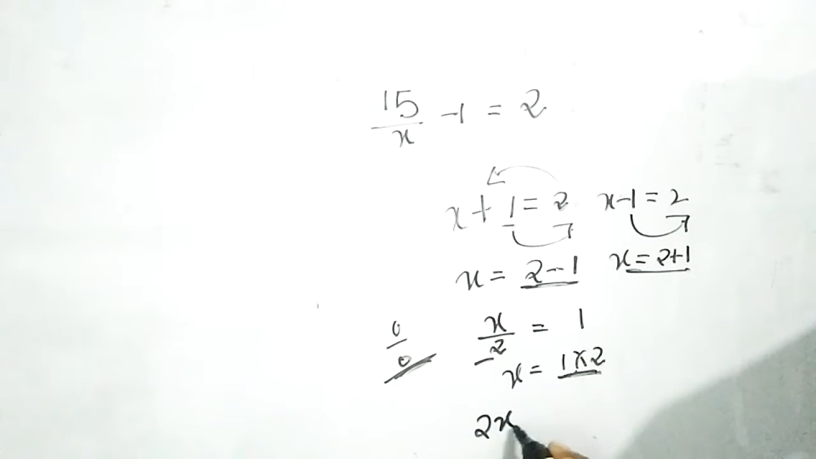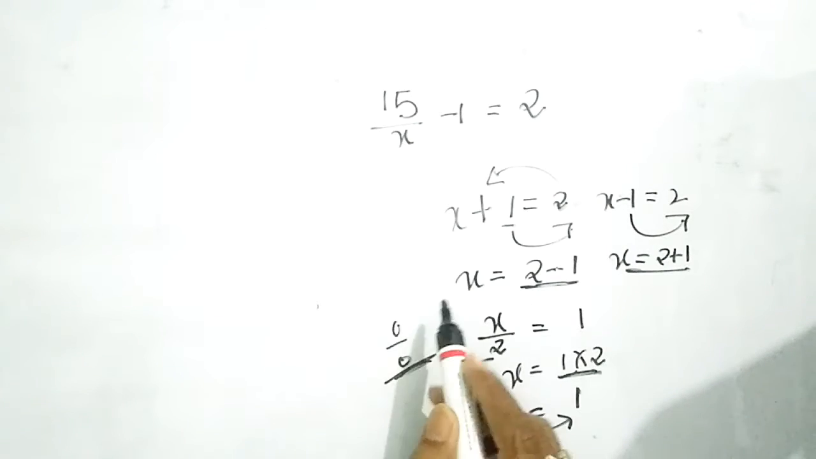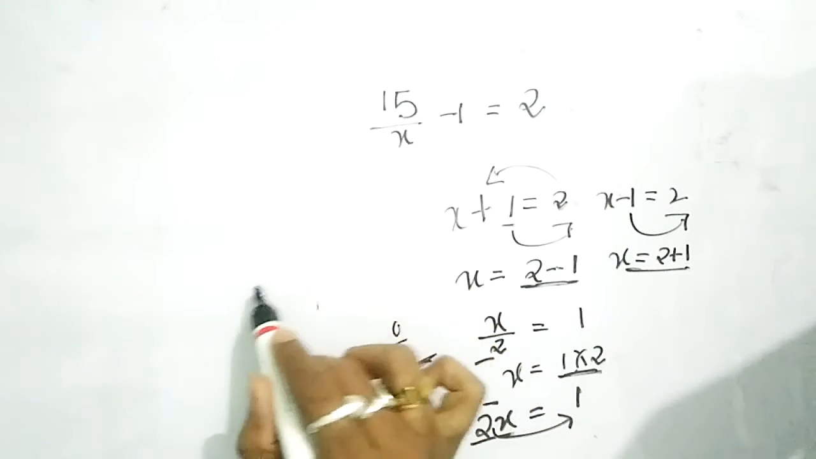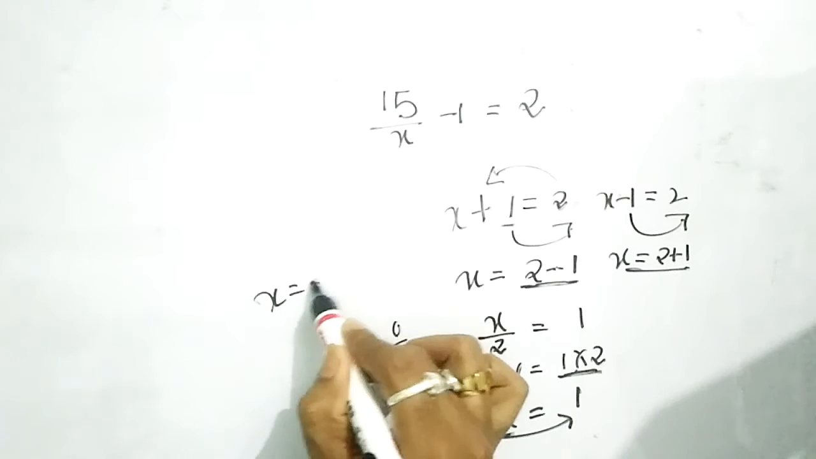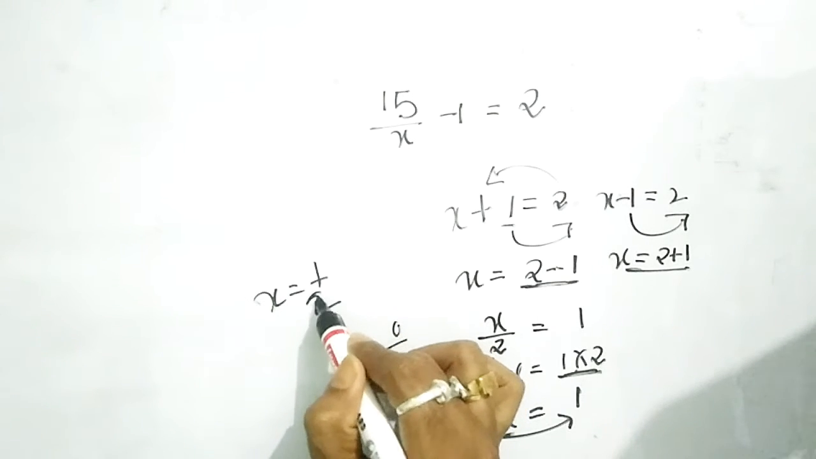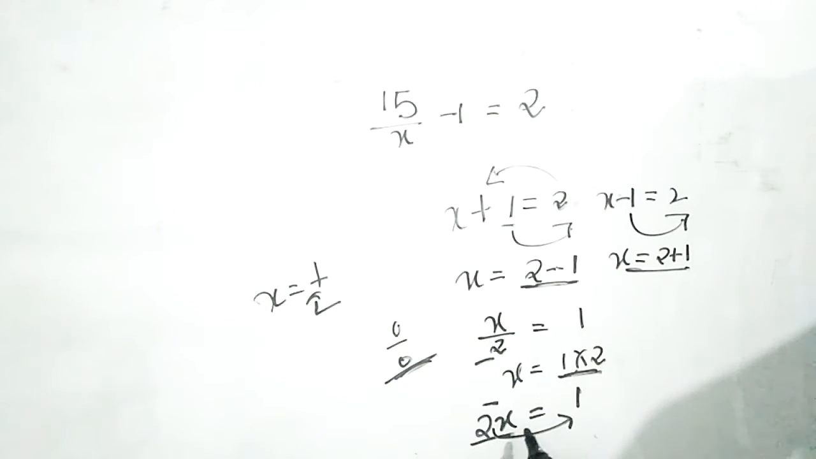Similarly, suppose twice x equals 1 is given. Here 2 is multiplied with x. So when this 2 is shifted to the right, it becomes divided, because here 2 into x is multiply. When you shift it to the right, it becomes divided. That means x should be 1 by 2. x should be 1 by 2.